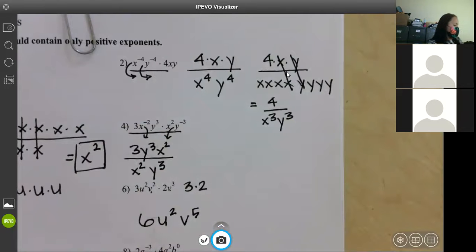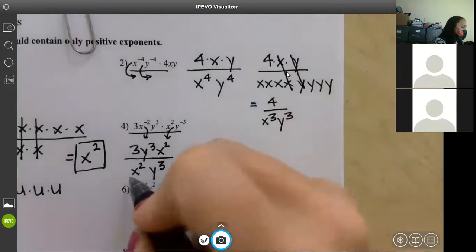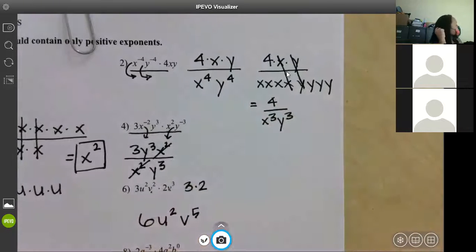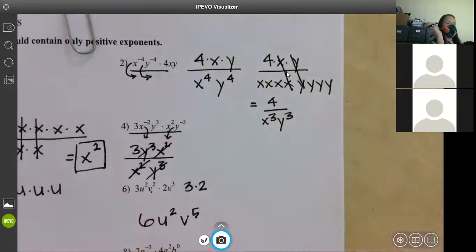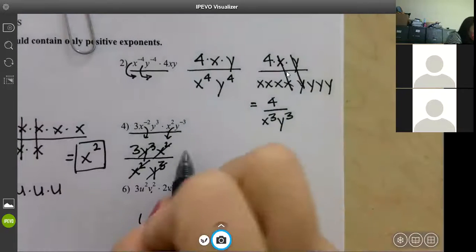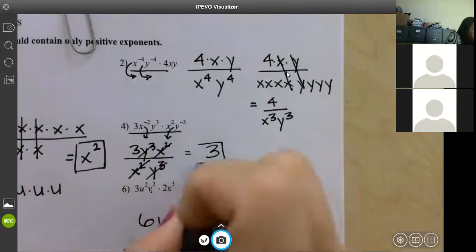What do you notice? Mark out. What does? X mark. Yeah, I have x squared on top and x squared on the bottom, right? If it's the same on the top and the bottom, I don't need to break it up. I can go ahead and mark it out. Same thing with y to the third. There's 3 on the top, 3 on the bottom. I can mark it out. What did that leave me with? 3. And since it's on the top, it's a whole number.